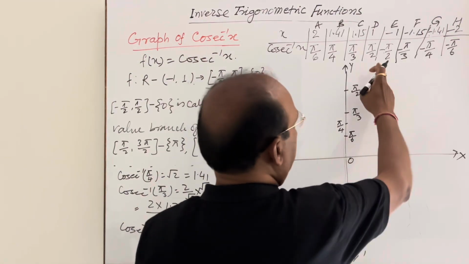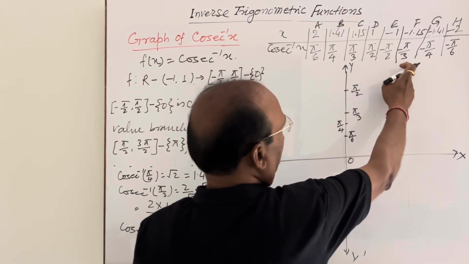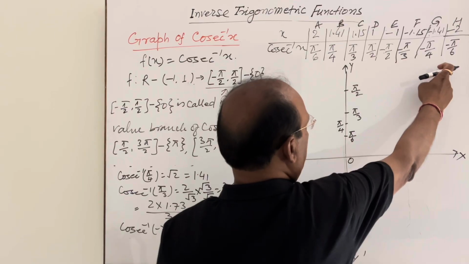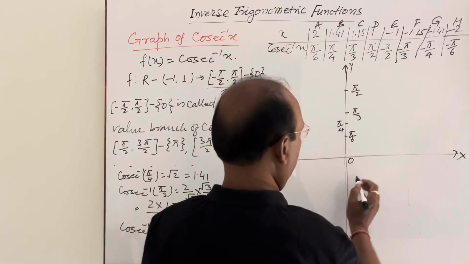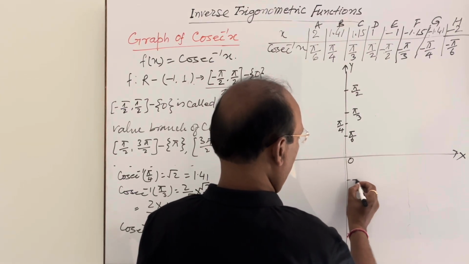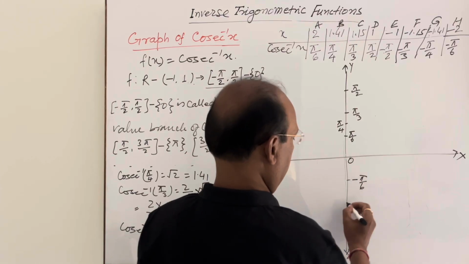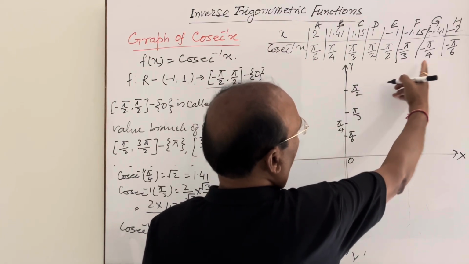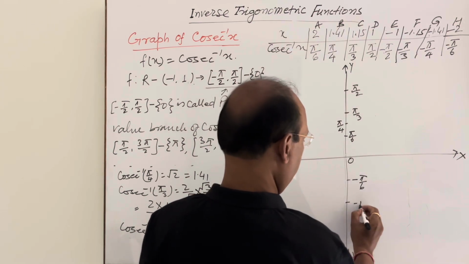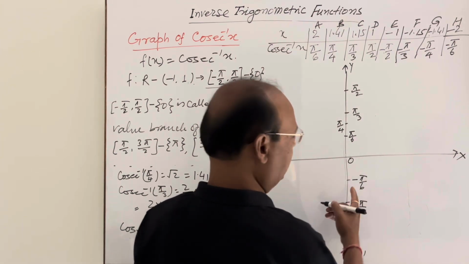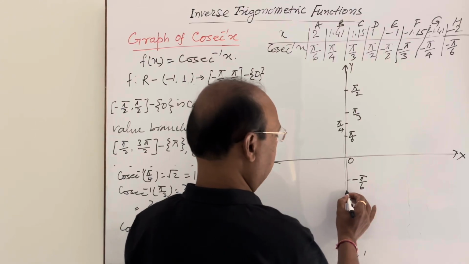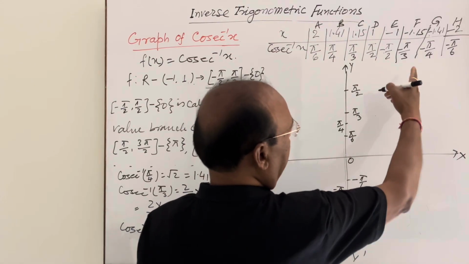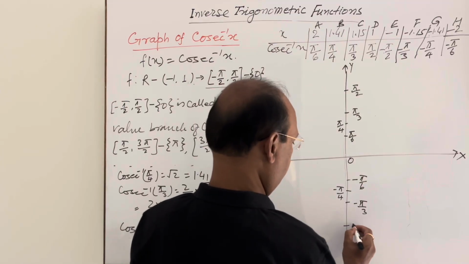So minus pi by 2, minus pi by 3, minus pi by 4, minus pi by 6. First of all, let us take here minus pi by 6, then we will take minus pi by 3. In between minus pi by 6 and minus pi by 3, we'll have minus pi by 4, and minus pi by 2.